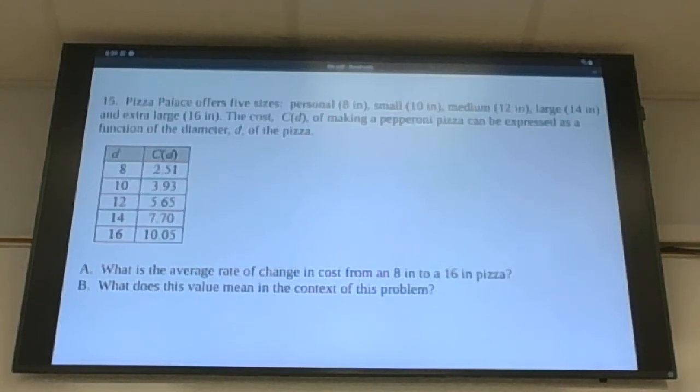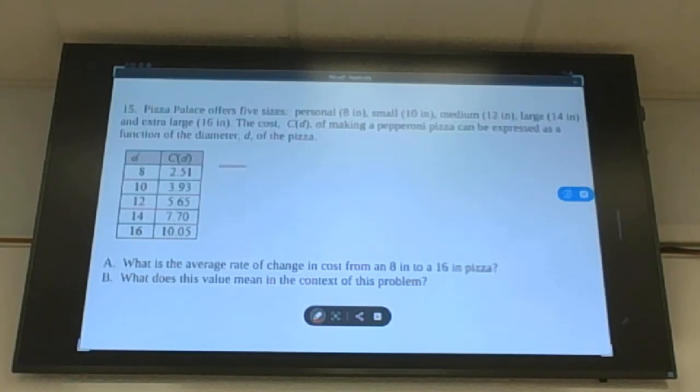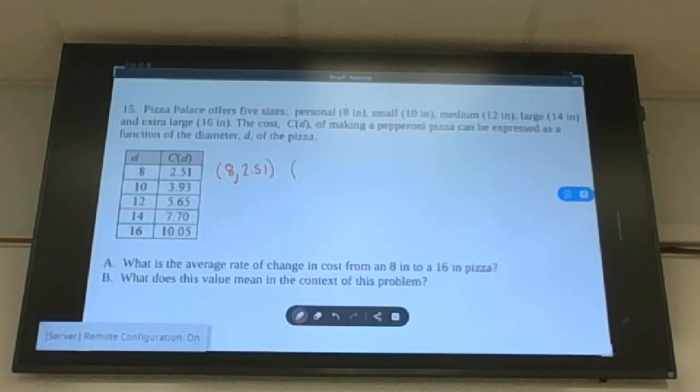Asher, did you do it? Asher, would you pay $10 for a 16-inch pizza? Yeah. Whoa, $10 for a 16-inch pizza? Or you just not realize the Pizza Palace is quality. Yeah, because it says 8-inch.